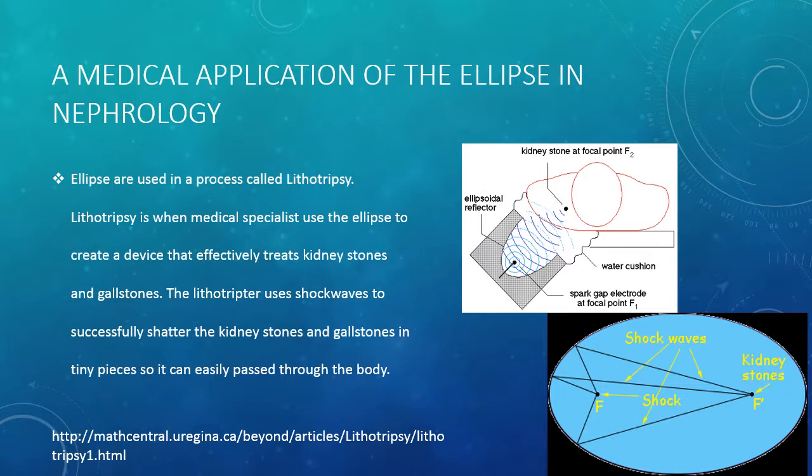And they use list in a process called lithotripsy. I'm so sorry, I cannot pronounce it for the life of me. And so basically, it's a process in which a medical specialist uses the list to create a device that effectively treats kidney stones and gallstones, which is basically right here, as you can see.